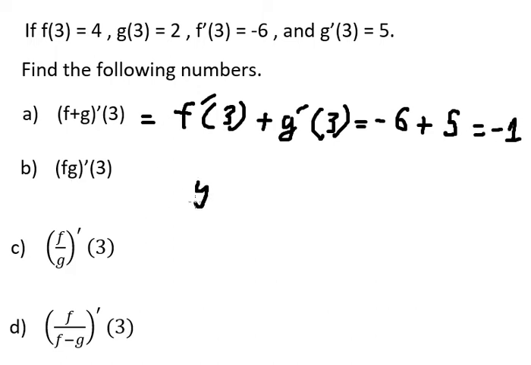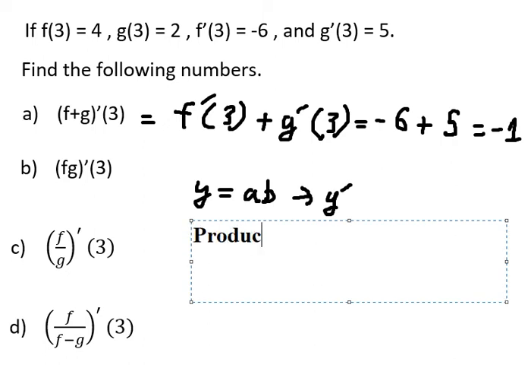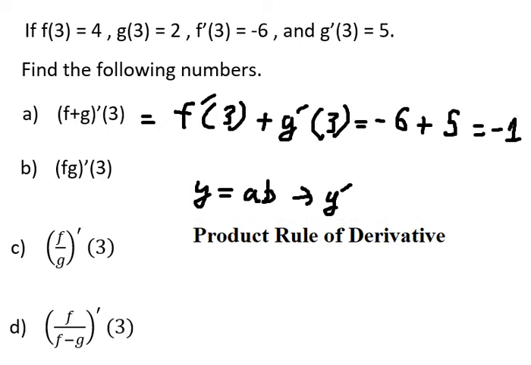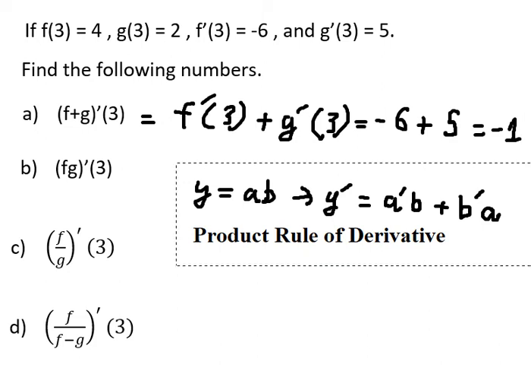This one, let's say if we have y equals ab. So if we do first derivative, we need to apply the product rule of derivative. So that should be like this. So we do first derivative of a multiplied by b plus first derivative of b multiplied by a. And now we can apply the formula of this one. And that should be like this.